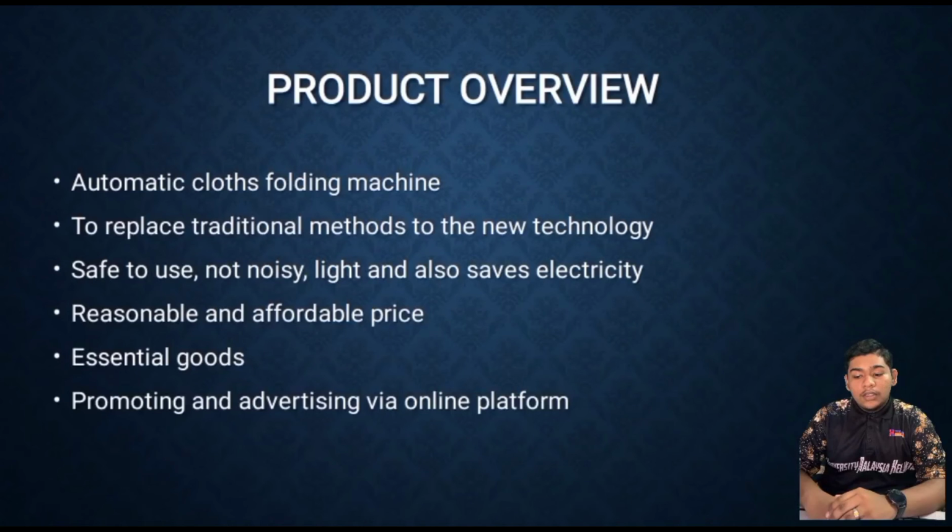Our positioning within the market is as essential goods. This clothes folding machine will be a necessity to society. Essential goods are goods that have a high demand in the market. We also use online platforms entirely for promotion and advertising. This can reduce our marketing cost, and promotion and advertising also become easier in conveying information to customers. To ensure our mission and vision succeed, we use all available opportunities to further grow the business we run.